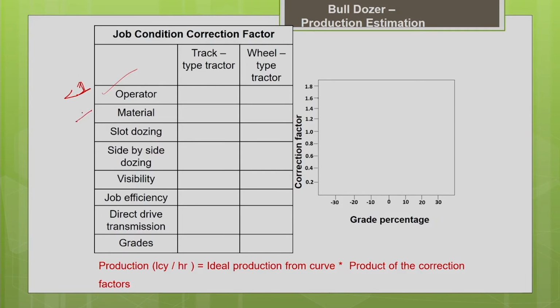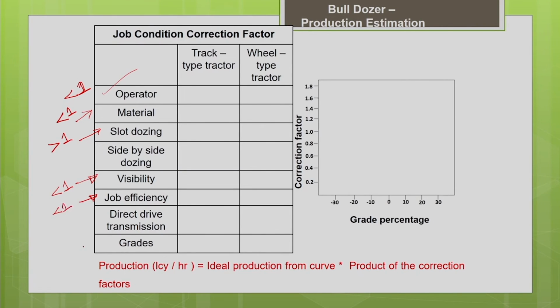Similarly, the material type is non-cohesive silty sand in the problem we have discussed, so that will definitely reduce the productivity. The correction factor is going to be less than 1. Slot dozing: you have adopted the slot dozing method in your problem, so that will help to increase the productivity, and your correction factor is going to be greater than 1. Visibility is poor in the problem we have discussed, so that will reduce the productivity. Obviously, we are working 50 minutes an hour, so accordingly the correction factor should be applied.